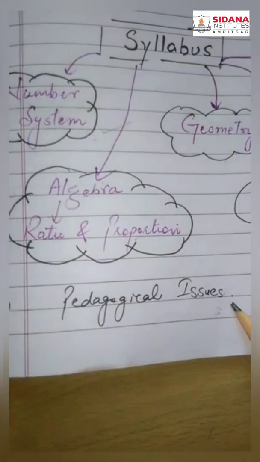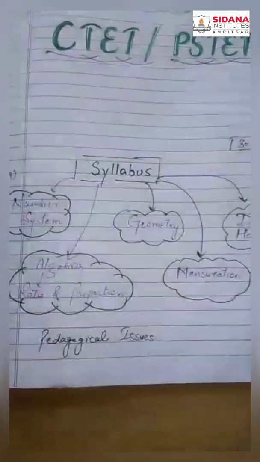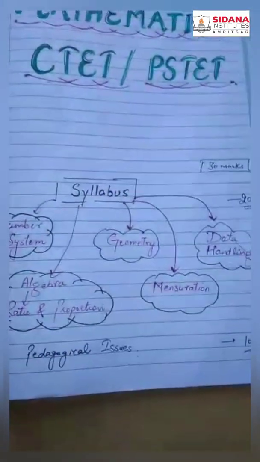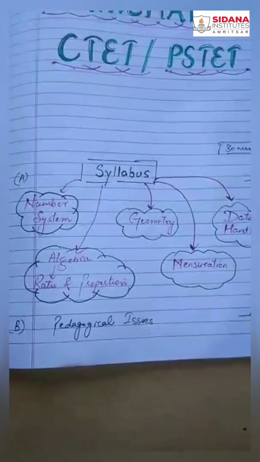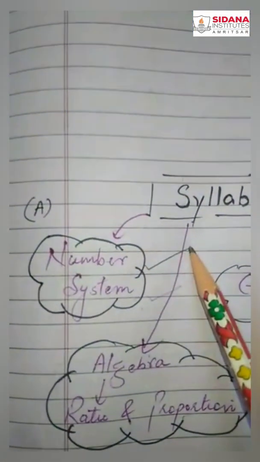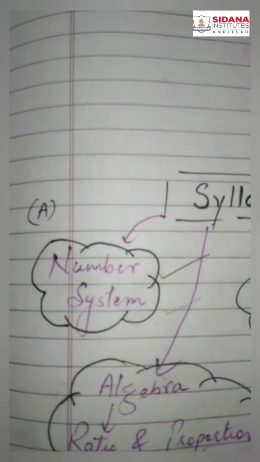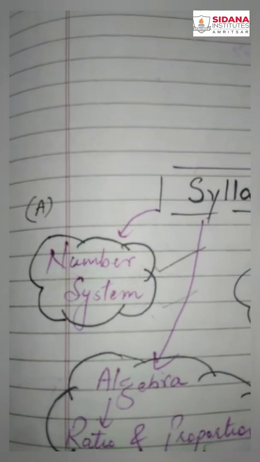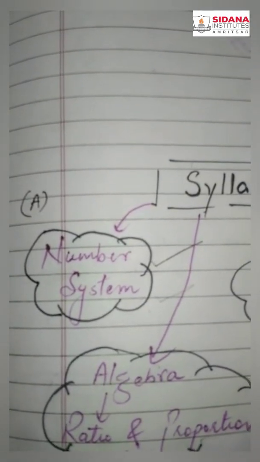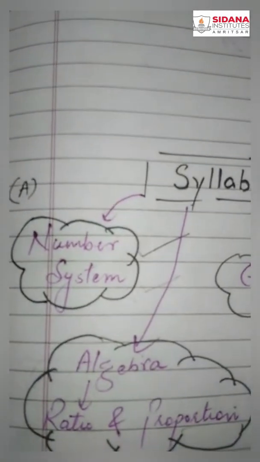About the pedagogical issues, I have already told you that the paper will be of 10 marks and 20 marks will be on the basis of these calculation type of sums or problems. So today we will be starting from the unit number system. Under the number system, we will topic wise daily discuss, in every video, the tricks that are required to solve the sums related to the number system.